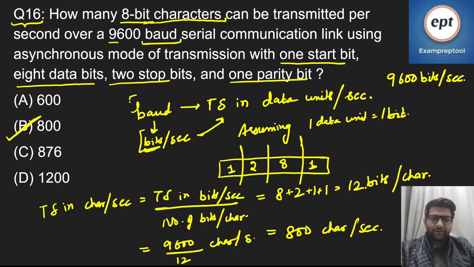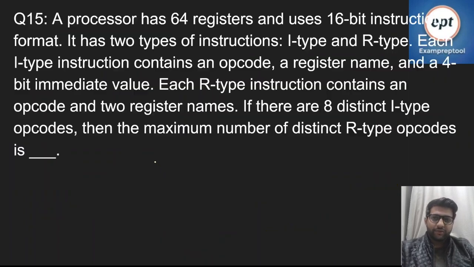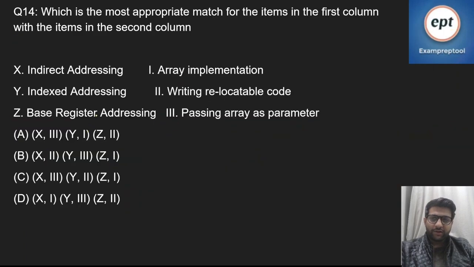Here, just remember what baud is. Don't get confused by it. I've explained that baud is nothing but the transmission speed in data units per second. So if it is mentioned what the data unit is, you can calculate the value in bits per second by using how many bits there are in one particular data unit. You can solve that question in that manner. So let's move on to the next question.